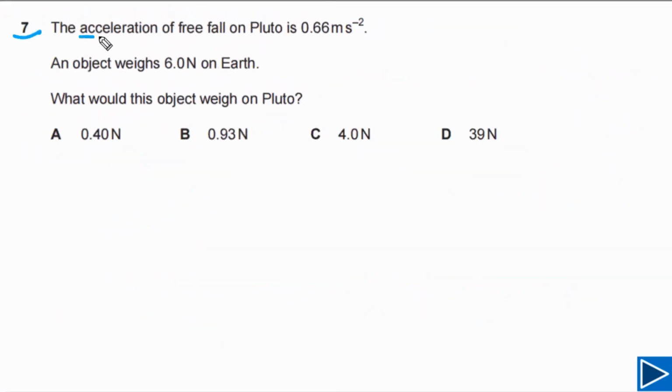For question number 7, it is given to us the acceleration of free fall on Pluto is 0.66 meters per second per second. It is also given that the weight of the object on Earth is 6.0 newtons. We need to find the weight of the object on Pluto. The first thing we need to understand is that the value of g on Pluto is very small compared with the value of g on our planet. So the weight of the object on Pluto will be very small compared with its weight on Earth. This is the first clue. So the answer cannot be C or D, and you can ignore these two options. So the answer is A or B.